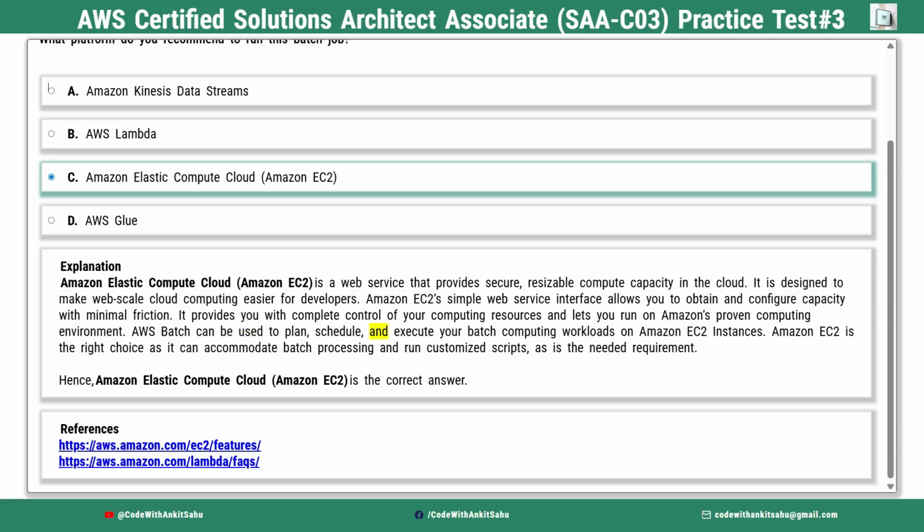AWS Batch can be used to plan, schedule, and execute your batch computing workloads on Amazon EC2 instances. Amazon EC2 is the right choice as it can accommodate batch processing and run customized scripts, as is the needed requirement. Hence, Amazon Elastic Compute Cloud, Amazon EC2, is the correct answer. References.